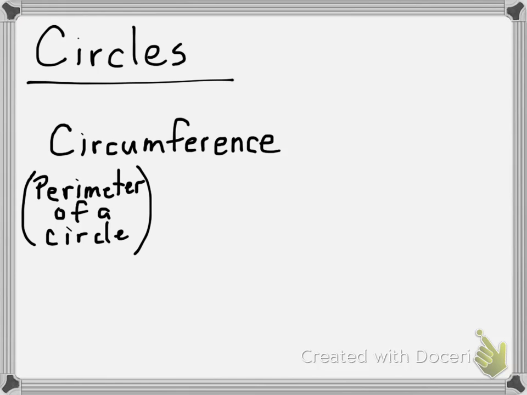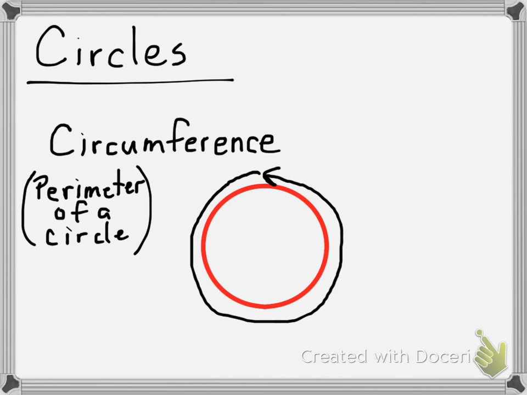If you remember, the circumference was really just how far around the circle, which is kind of like perimeter, except perimeter is for polygons, and since a circle isn't a polygon, we have to call it something else. So we call it a circumference. It's really just the distance around a circle. So if I have a circle, then the distance all the way around the circle is the circumference.